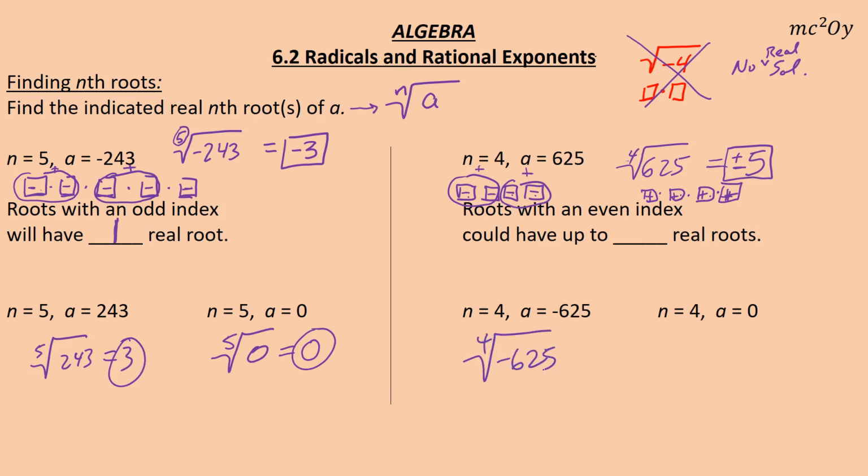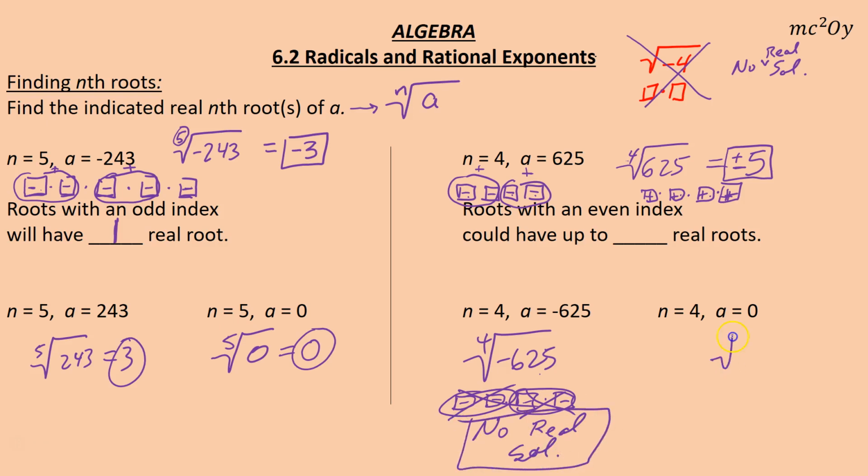So the fourth root of negative 625, so we're trying to find 4 numbers that multiply together to make a negative. So we have positive times positive times positive times positive can't make a negative. Negative times negative times negative times negative, remember, each pair makes a positive, so that won't work either. You can't take an even root of a negative. You get no real solutions.